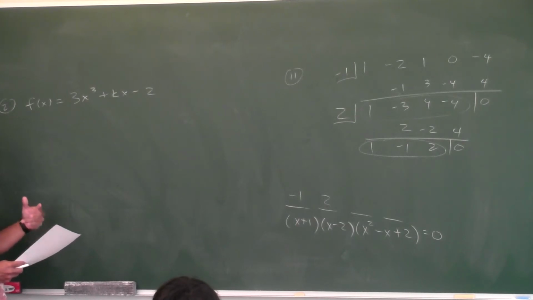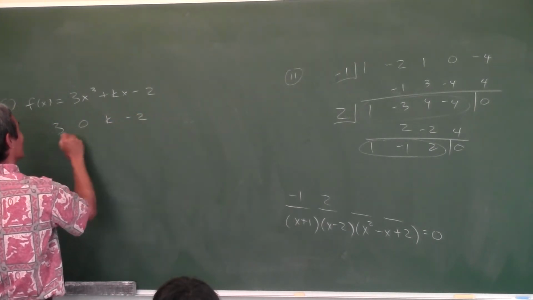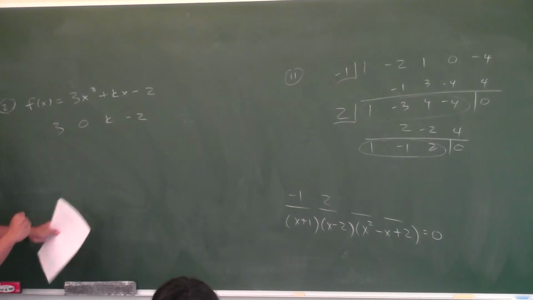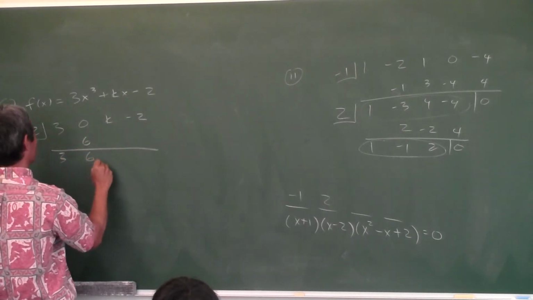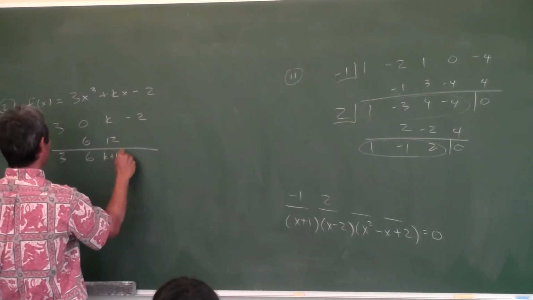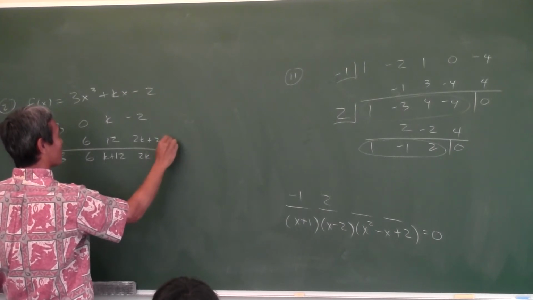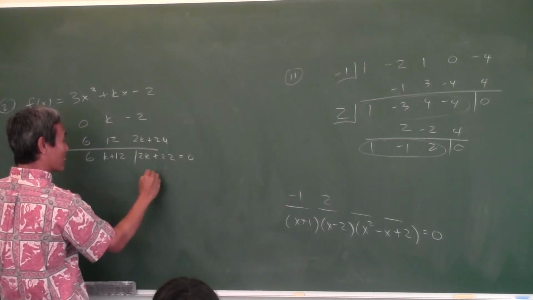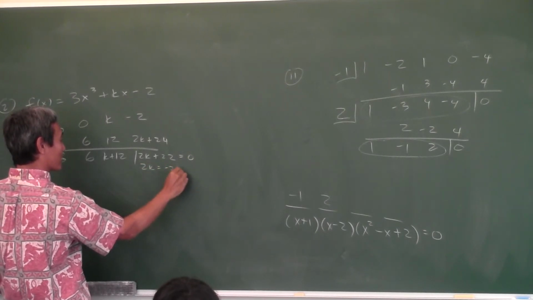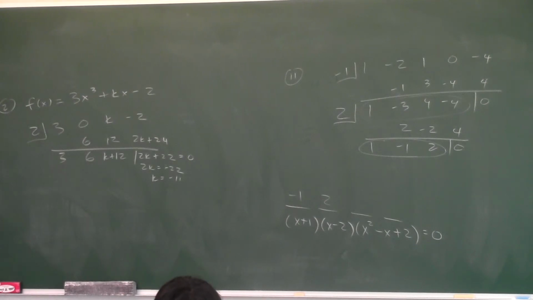Is it faster to do synthetic division? Here, this is what synthetic division looks like. 3, 0, k, -2. And what is the zero? 2. So you do synthetic division with 2. So 3, 6, 6, 12, k plus 12, 2k plus 24, well that's not 24. 2k plus 22. That's the remainder, and the remainder has to be 0. Therefore, 2k has to equal -22, k has to equal -11. Right? I mean, that doesn't take that long.